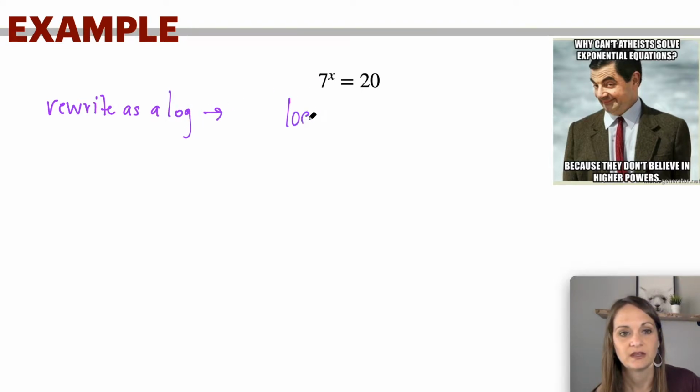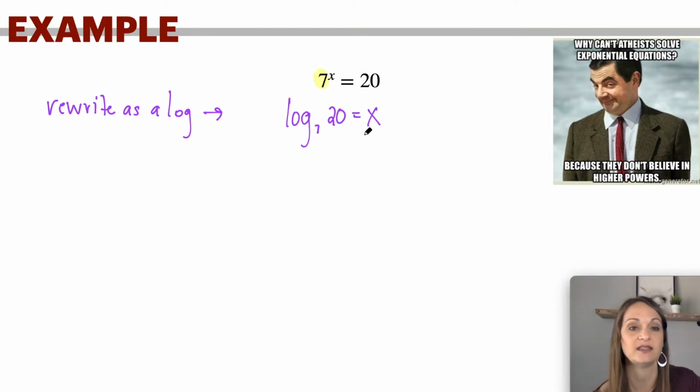So the base, 7, becomes the base of the log, the exponent becomes what it's equal to, and then 20 is placed there. So make sure it works. 7 raised to the x equals 20. That does work. Now we actually have it solved for x.